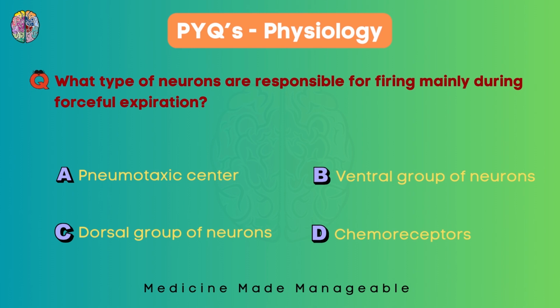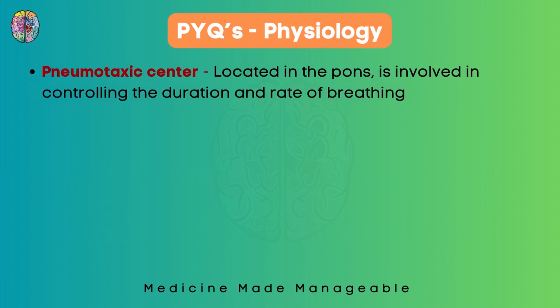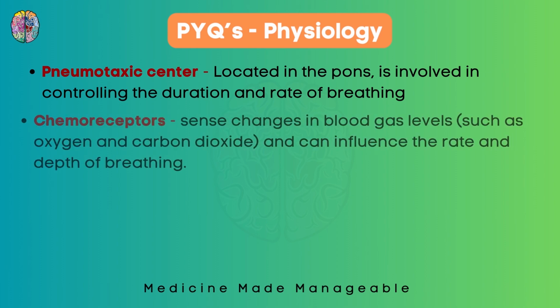Now, what type of neurons are responsible for firing mainly during forceful expiration? Pneumotaxic center, ventral group of neurons, dorsal group of neurons, or chemoreceptors? So let's see the definition of each of these options one by one. So what is pneumotaxic center? It is a center which is located in the pons and it is involved in controlling the duration and the rate of breathing. So this is not the correct answer.